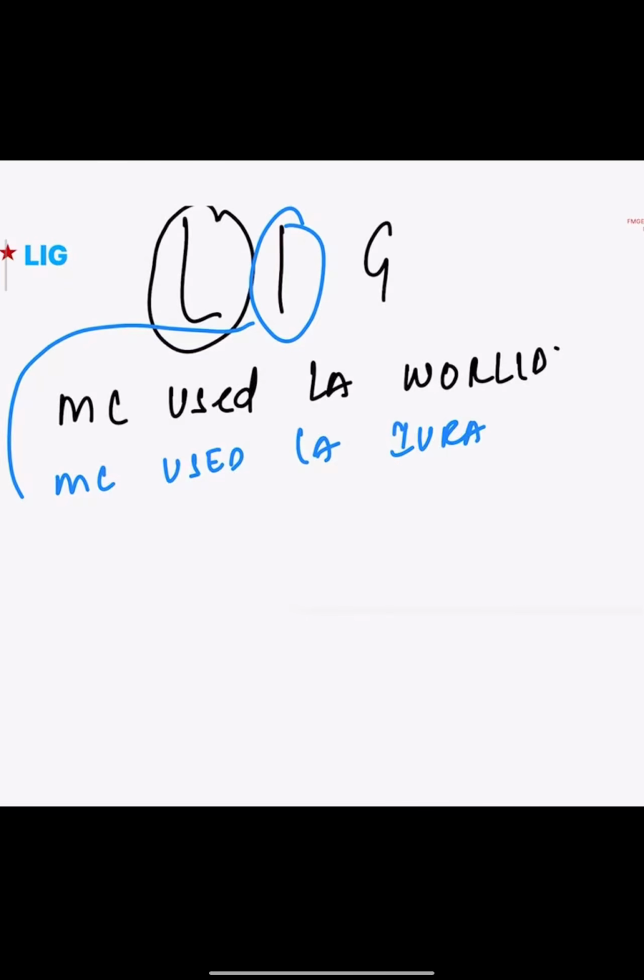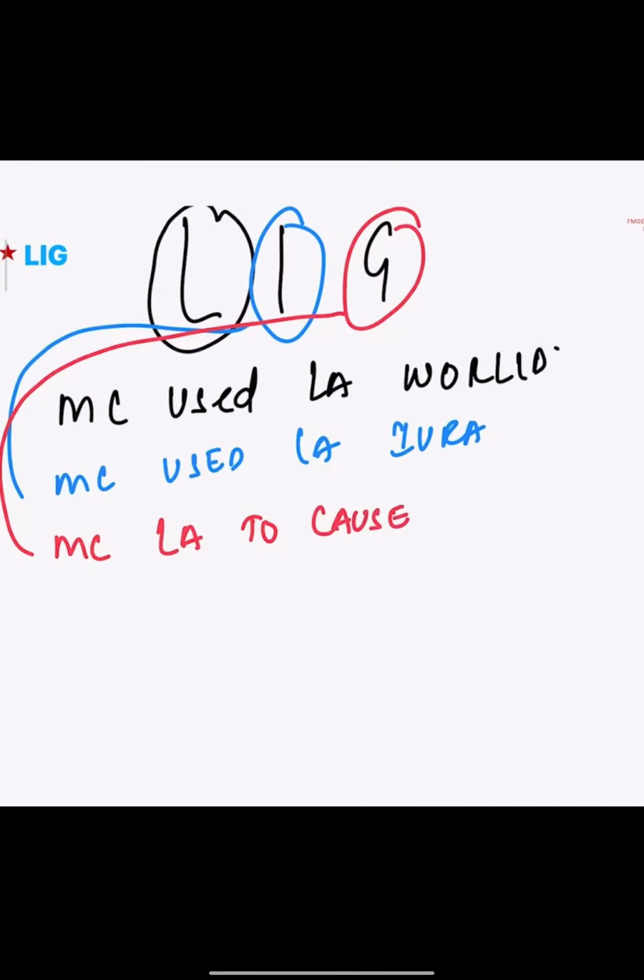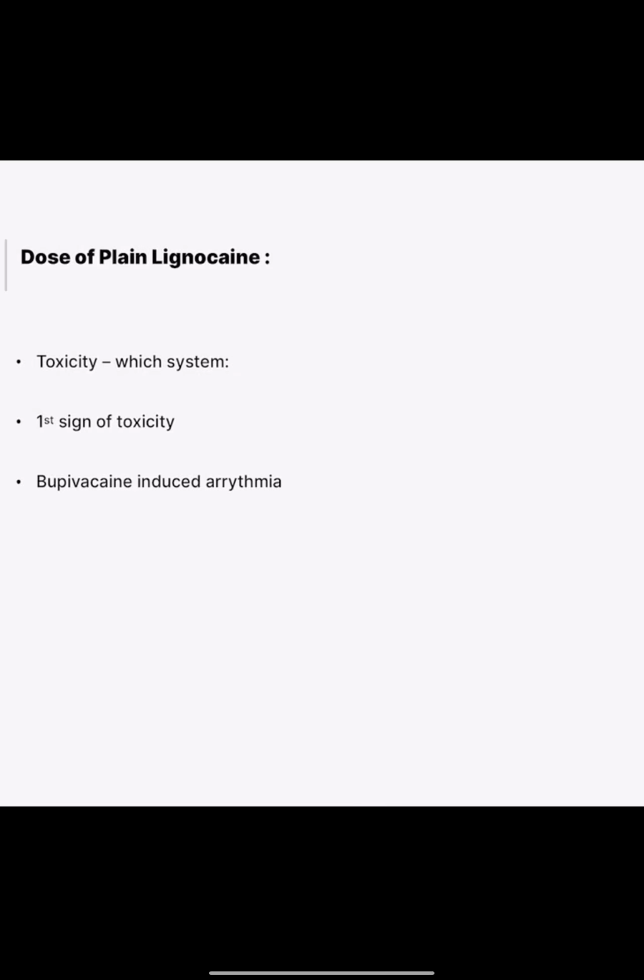Next, G stands for: it is the most common local anesthetic to cause malignant hyperthermia. Now you will be wondering why G is associated with malignant hyperthermia. G is nothing but Garmi. Garmi is a Hindi word for high temperature. So the local anesthetic causing malignant hyperthermia is lignocaine. The local anesthetic safest in malignant hyperthermia is procaine. Okay, that's regarding lignocaine.